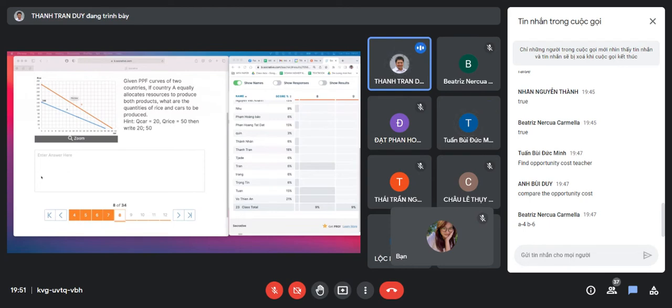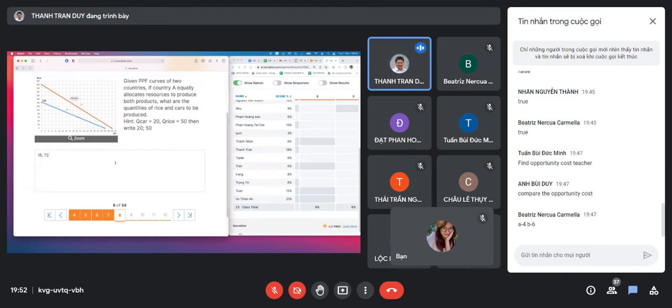This question is easy, right? It's the balance of resources, 72 and 18. So the number of cars will be 18, and this will be the correct answer. Correct? Okay, so far we have tried to answer all the questions related to the PPF curve.